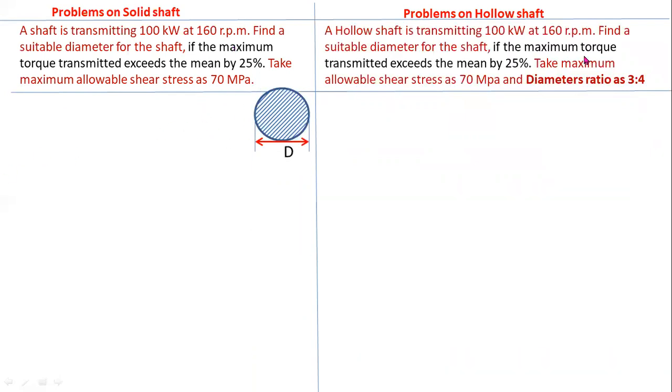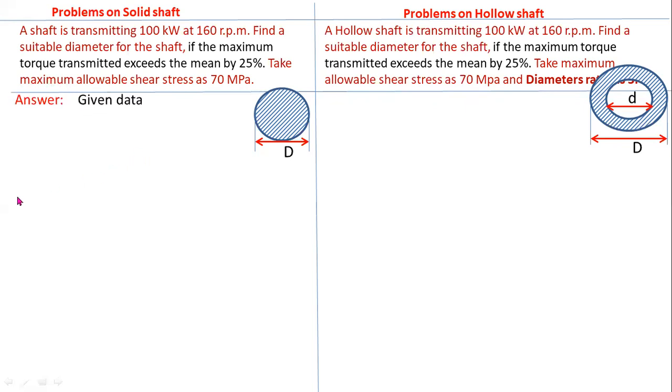Now this is another question for a hollow shaft. A hollow shaft is transmitting 100 kilowatts at 160 rpm. Find a suitable diameter for this shaft if the maximum torque transmitted exceeds the mean by 25%. Take maximum allowable shear stress as 70 megapascal and the diameter ratio as 3:4. The question is the same for solid and hollow shaft, but for a hollow shaft you have to consider the diameter ratio. These are the given values.